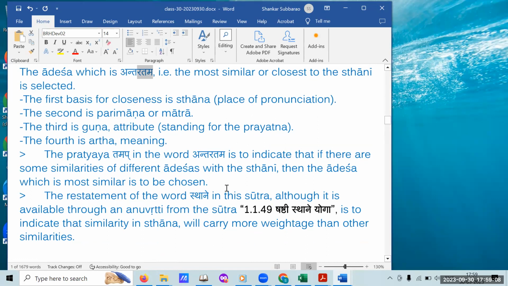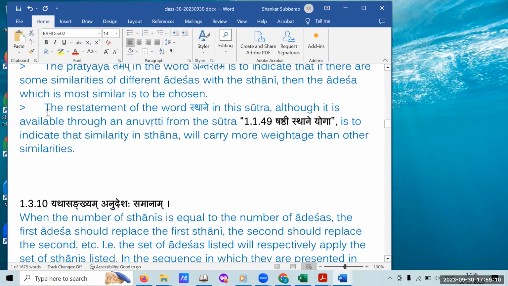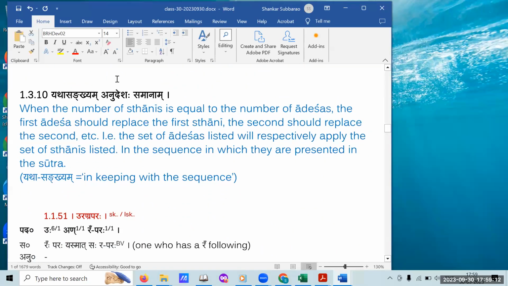The second rule for replacement, which is also very important, is called Yatha Sankhyam Anudesha Samanam. You hold on to one word, Yatha Sankhyam. Yatha Sankhyam means what? Respectively. That's all it is. Yatha Sankhyam Anudesha Samanam. So when will this apply? When the number of sthanis is equal to the number of adeshas. Otherwise, respectively won't work. Then the first adesha should replace the first sthani. Second should replace second, etc.